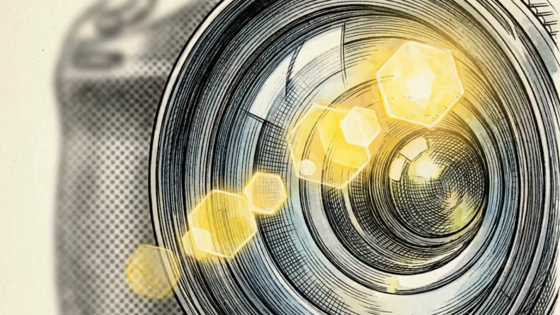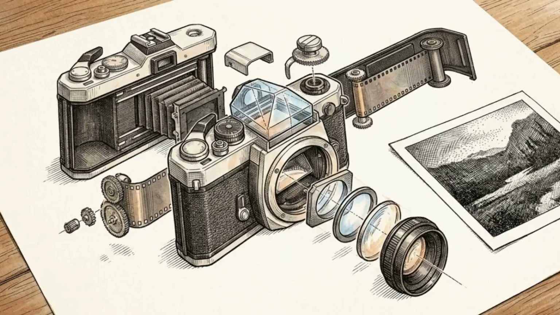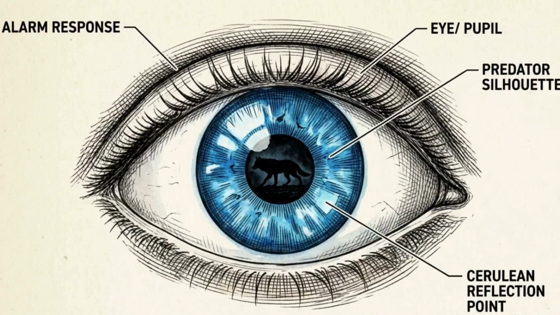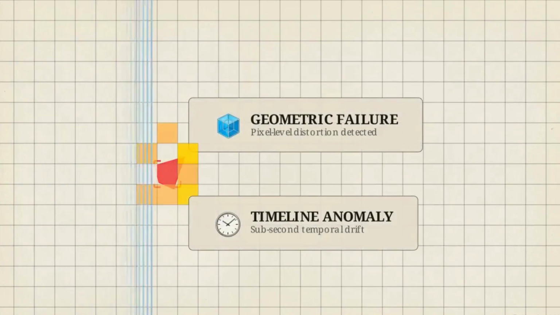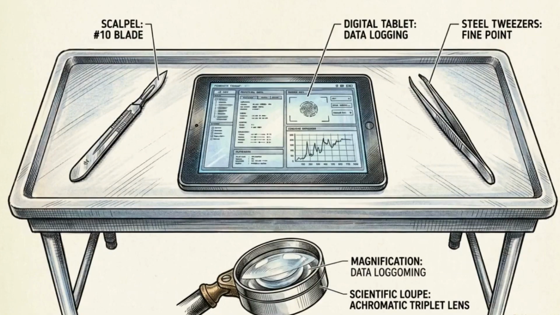They have learned to render depth of field, lens flare, and motion blur, the exact optical flaws we used to rely on to prove a physical camera was present. The manipulation isn't invisible. The issue is that human biology evolved to recognize predators and read facial expressions, not to detect pixel-level geometric failures or sub-second timeline anomalies. Relying on a quick glance is no longer safe.